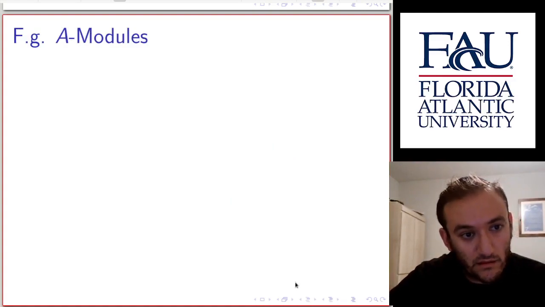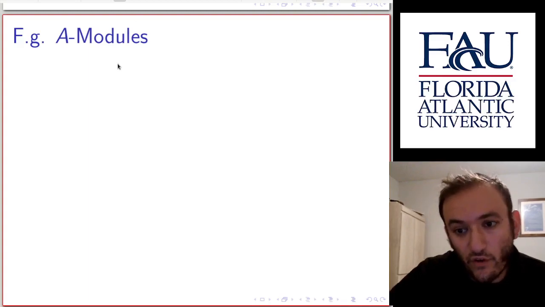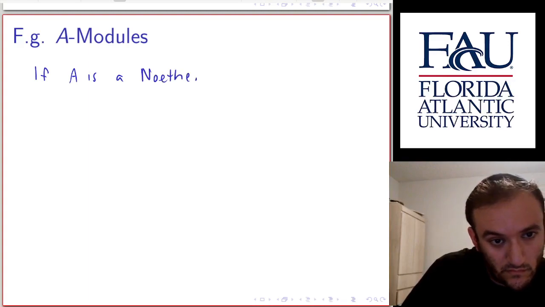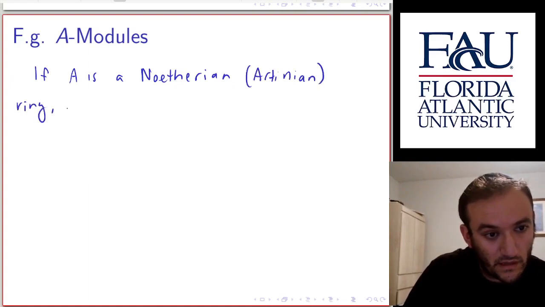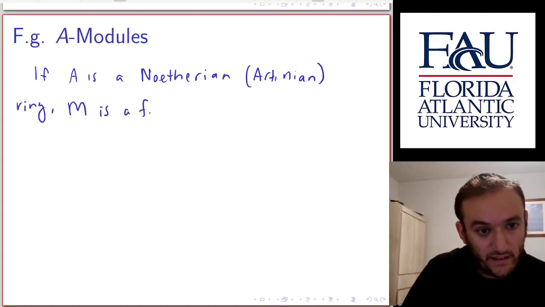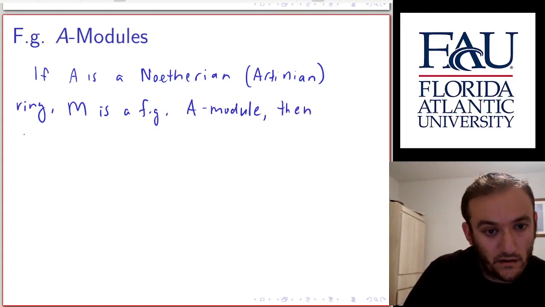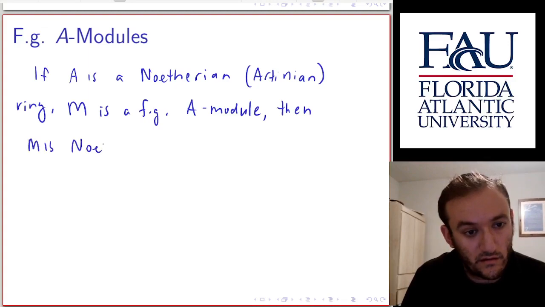Now we'll think about finitely generated A modules. If A is an Artinian ring or a Noetherian ring, and M is a finitely generated A module, then M is Noetherian or Artinian.